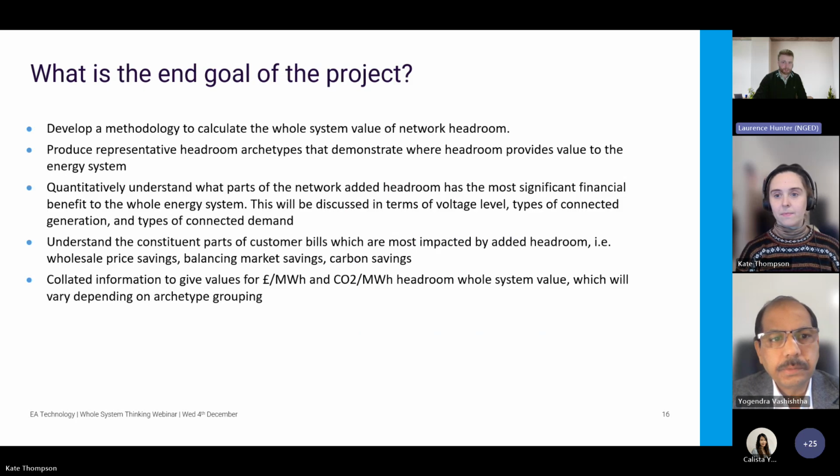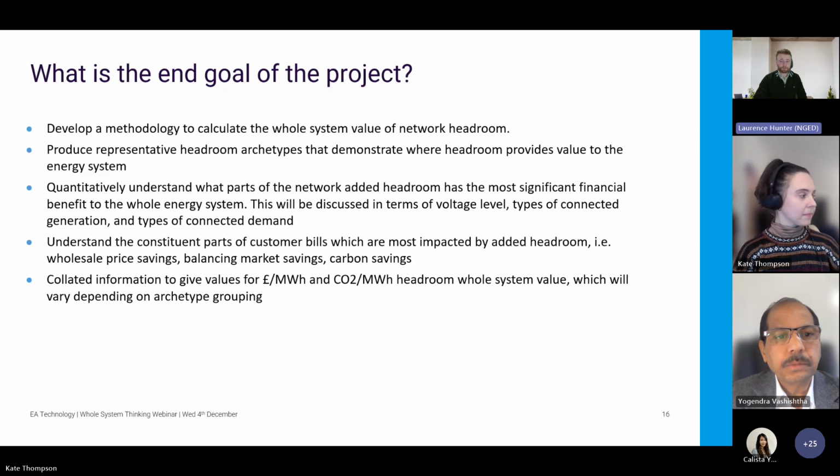Can I go to the next slide, please? So by the end of this project, we want to calculate and develop a methodology that captures this whole system value of network headroom. And we're working with Baringa Partners and EA Technology to help us achieve this.